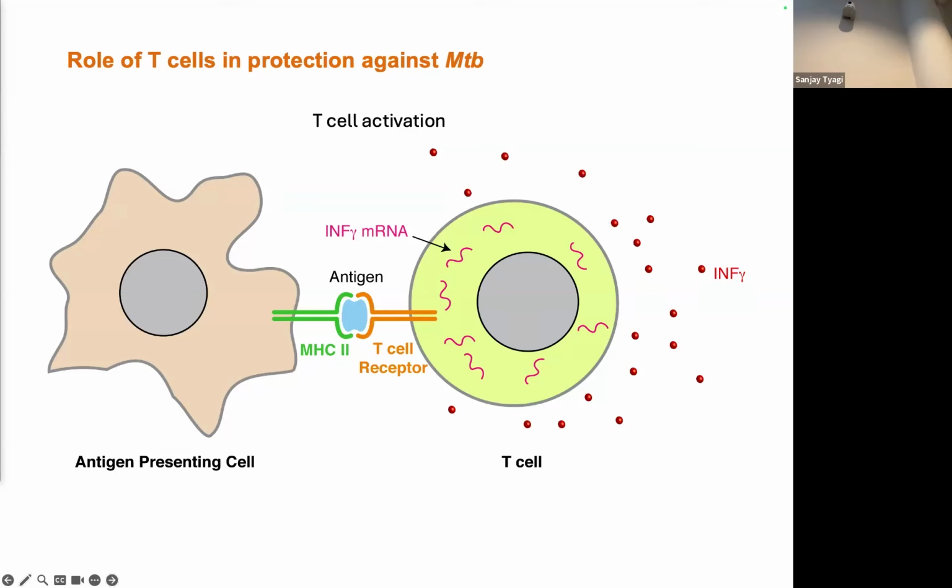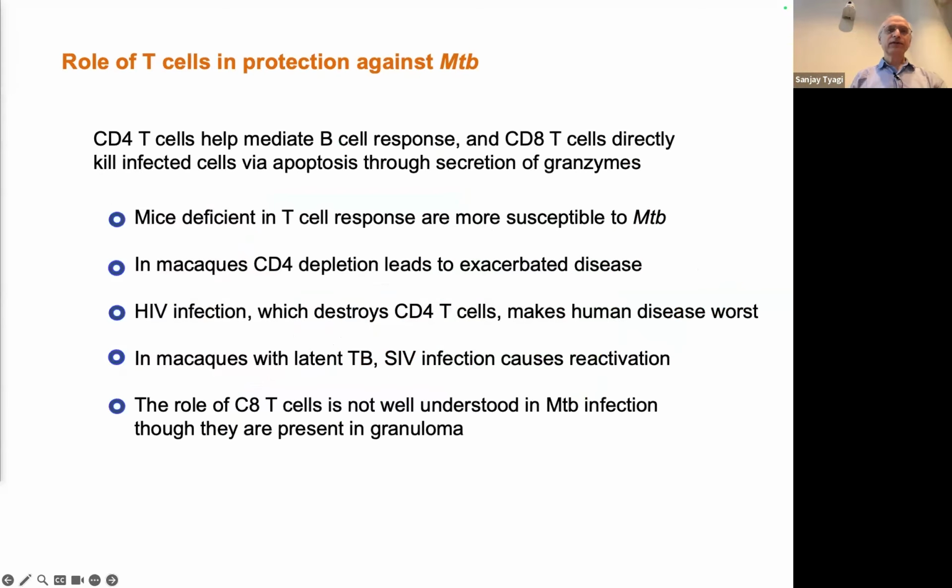There are two kinds of T cells for this purpose. I'm just going to distinguish CD4 positive T cells and CD8 T cells. CD4 T cells will activate B cells and they have other functions, but CD8 cells will directly kill the cells that are infected with the bacteria, and they secrete things like enzymes. Together they control the infection. Important points about the role of T cells or adaptive immunity in TB control.